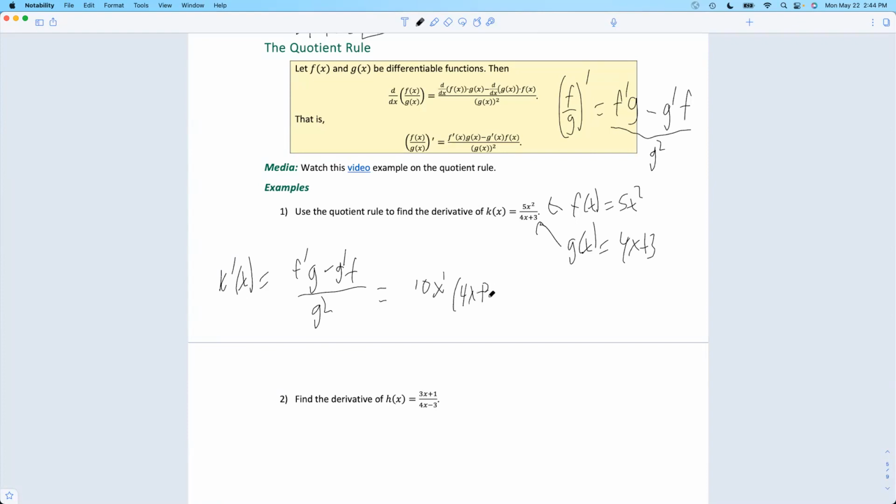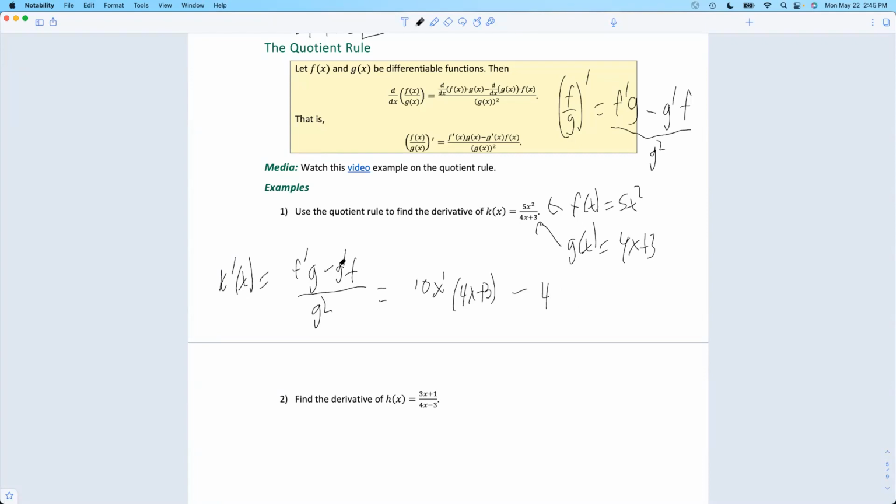Just rewrite the bottom. Minus the derivative of the bottom. The derivative of 4x would just be 4 times x to the 0. 1 times 4 is 4. That 1 drops down and becomes a 0. X to the 0 was just 1, so I don't even want to write that. Plus, derivative of a constant is 0. So I could, if I wanted, put a plus 0 there. But 4 plus 0 is just 4.